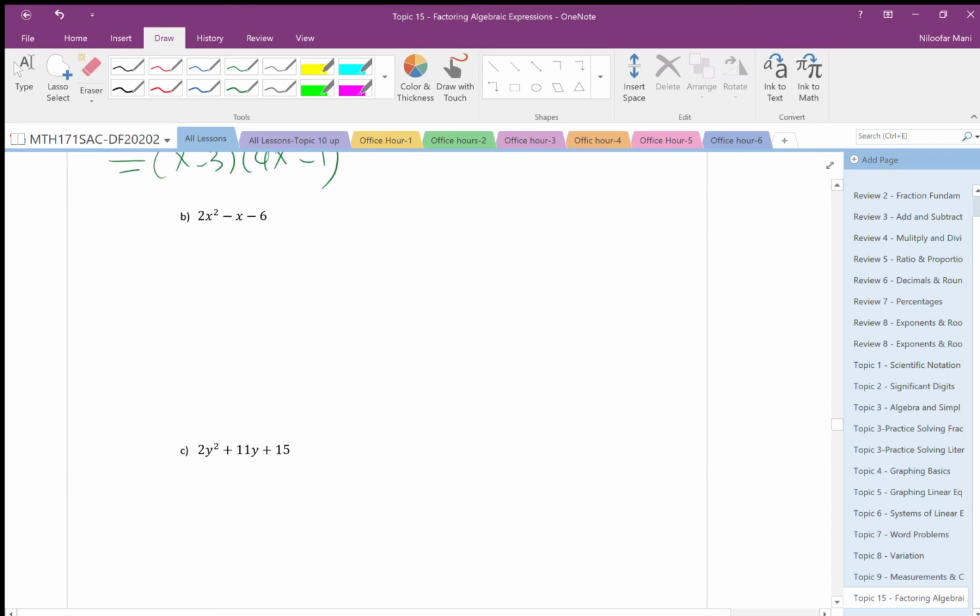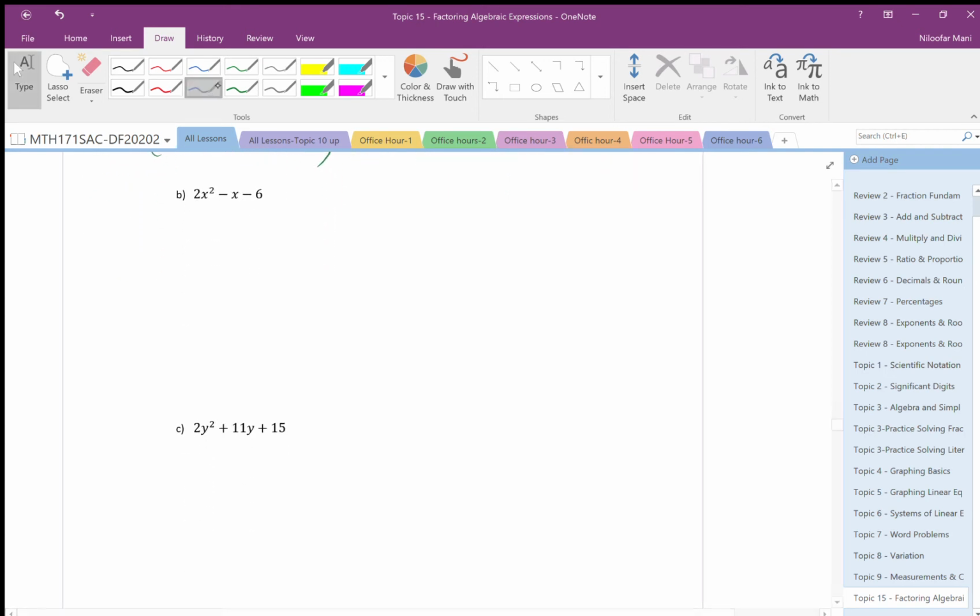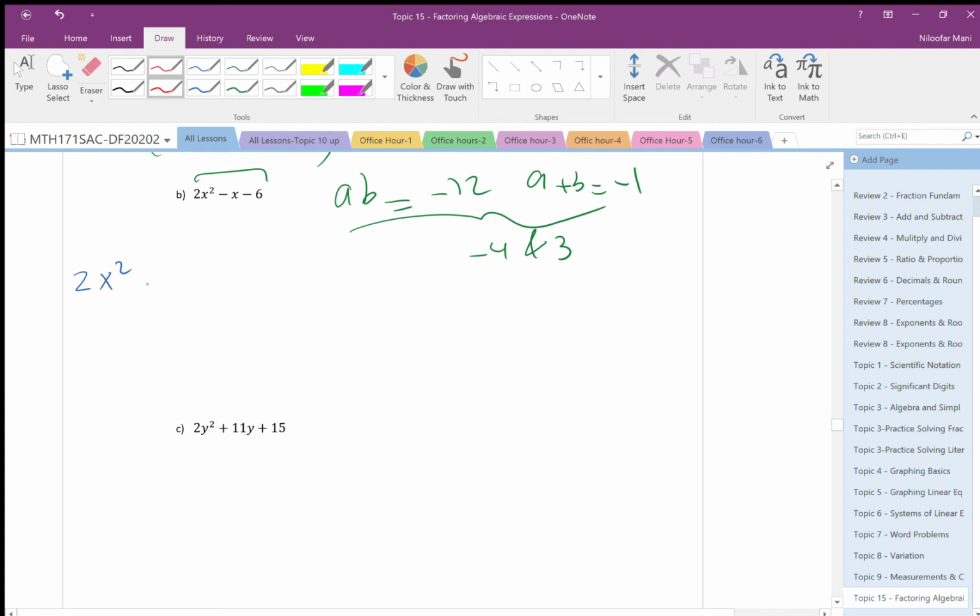So I continue here. I'm looking for two numbers. If I multiply them, minus 12. If I add them, minus 1. Minus 4 and 3. So I don't touch the one which is x squared. Instead of minus x, I write minus 4x plus 3x. I don't touch the one which is a number.